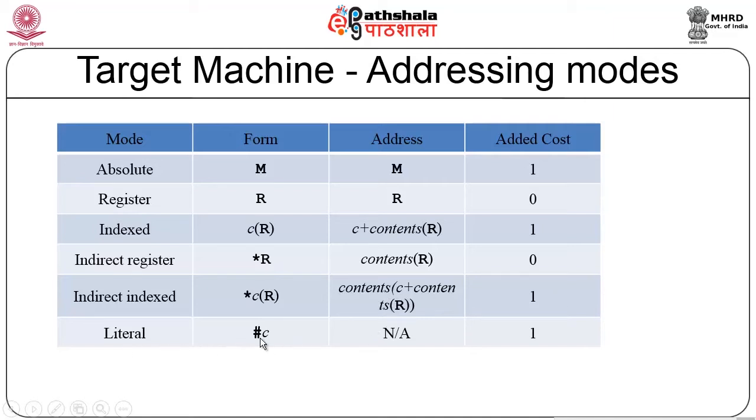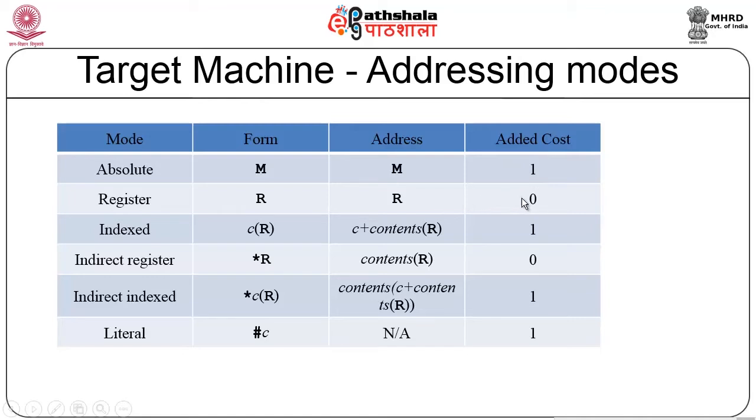The last one is literal, which is hash C, which is available as part of the instruction itself. So here address is not going to be applicable at all. Now, what is the cost involved? Added cost involved in addition to your operating cost. So here it is a memory. If it involves memory, it is going to cost you 1 more. So added cost is 1.